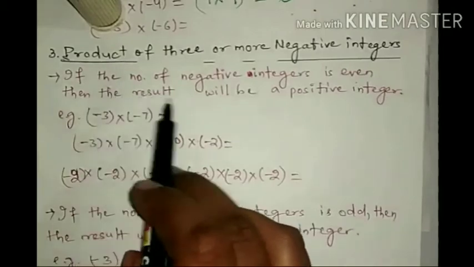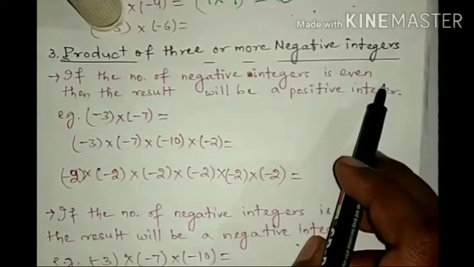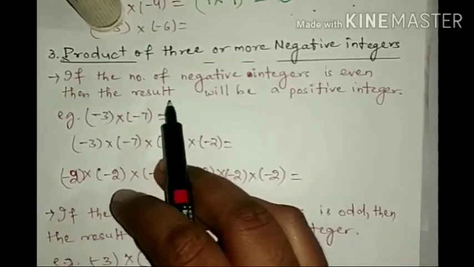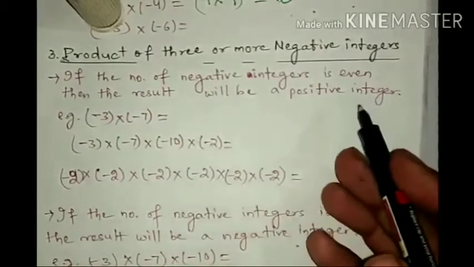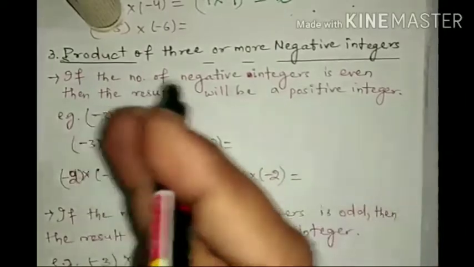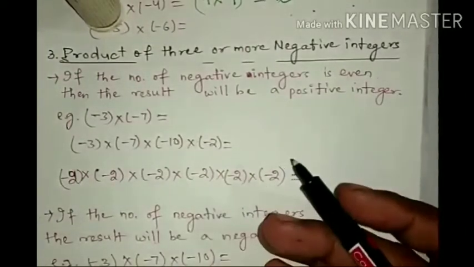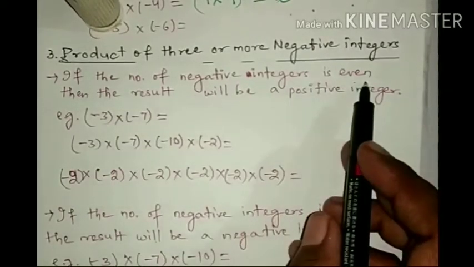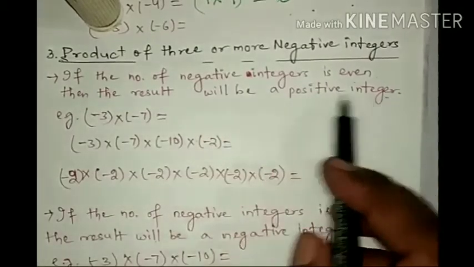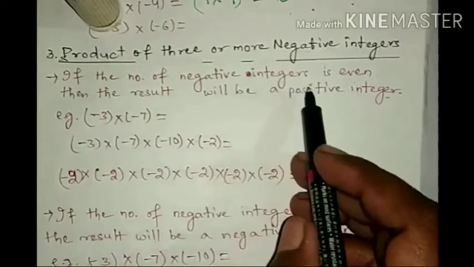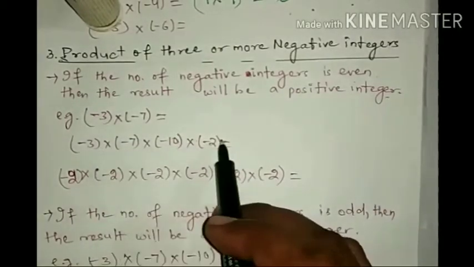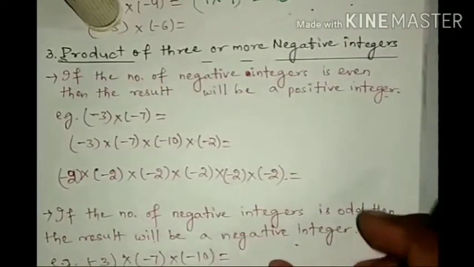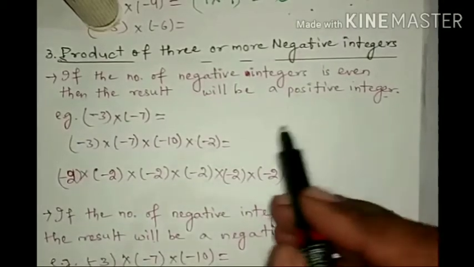Next, the third one is the product of three or more negative integers. There are two rules for the product of three or more integers. There may be positive, negative, negative, or negative, positive, positive, or positive, negative, positive, or negative, positive, negative. If the number of negative integers is even, then the result will be a positive integer. If we are multiplying two, four, six, eight, 12 or any even number of negative integers, what will you get? You will get a positive integer.